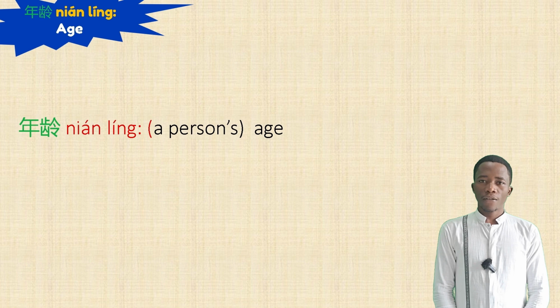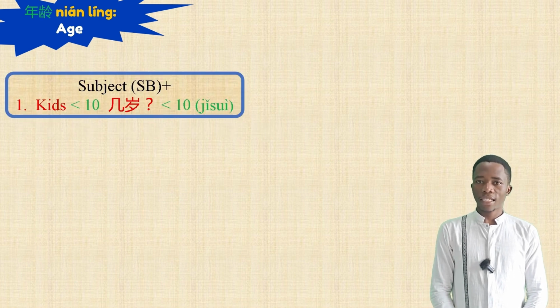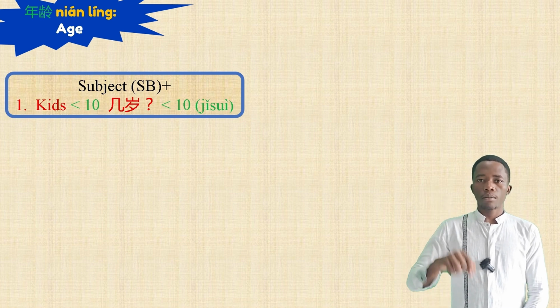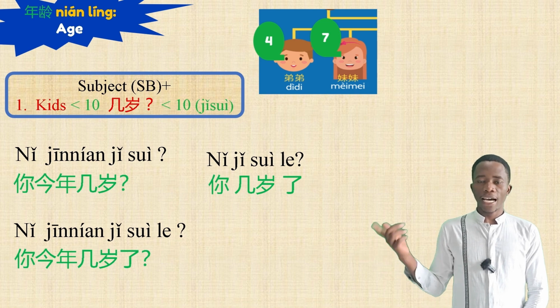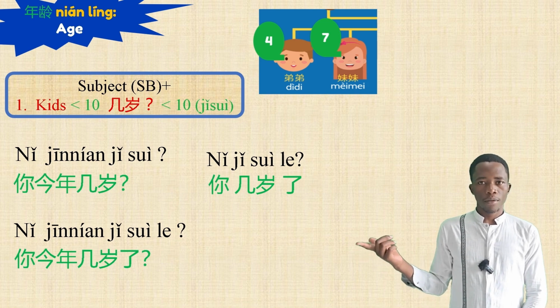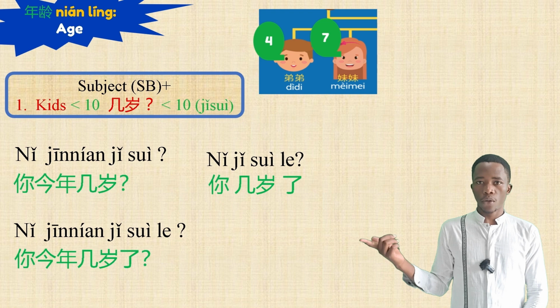In Chinese, there are different ways to ask age. For kids who are under 10 years old, we use 几岁. For example, for Mei Mei and Didi, all of them, they are under 10 years old.